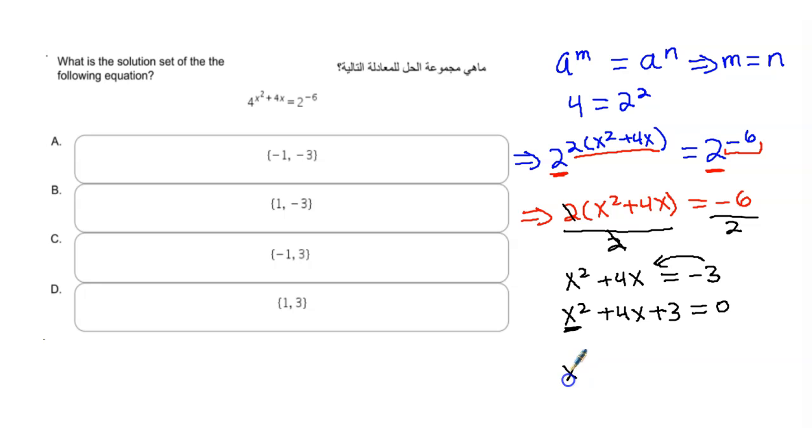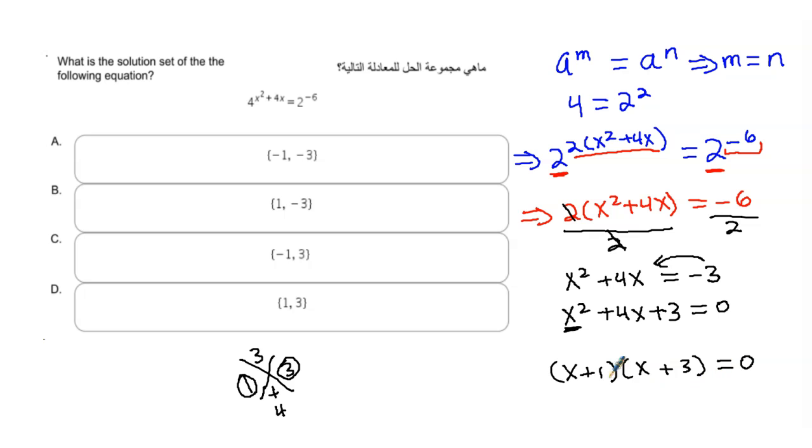This is x squared. We split this x here. We are looking for 2 factors that will multiply to get 3, and when we add, we're supposed to get 4. So what number is that? The factors of 3 are 1 and 3. And when we add, indeed, we get 4. So 1 and 3 will satisfy. So here plus 1 and here plus 3. It's positive, so that's the reason why I put plus 1 plus 3.